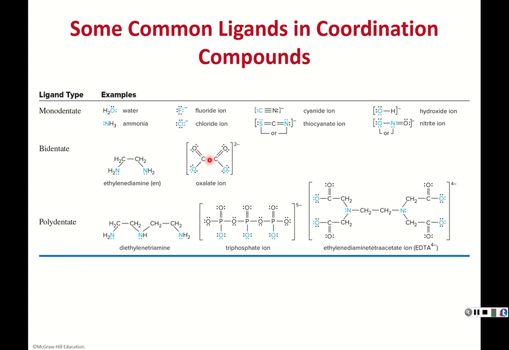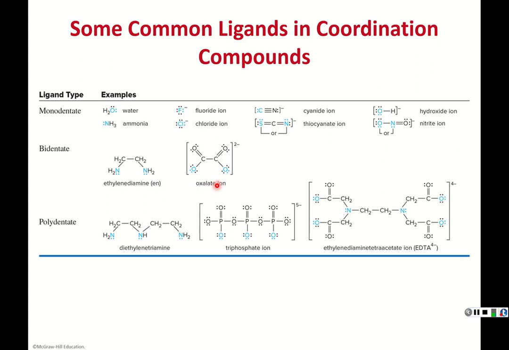Bidentate ligands are a little bit bigger, so things like ethylene diamine, where you have a two carbon molecule that has 2 amine groups on it. So these 2 amine groups can bond to a metal, right? And so you get connection points at both of these. This is a very common one that we'll see, ethylene diamine, and it's abbreviated as EN. So you'll see that abbreviation quite a bit.